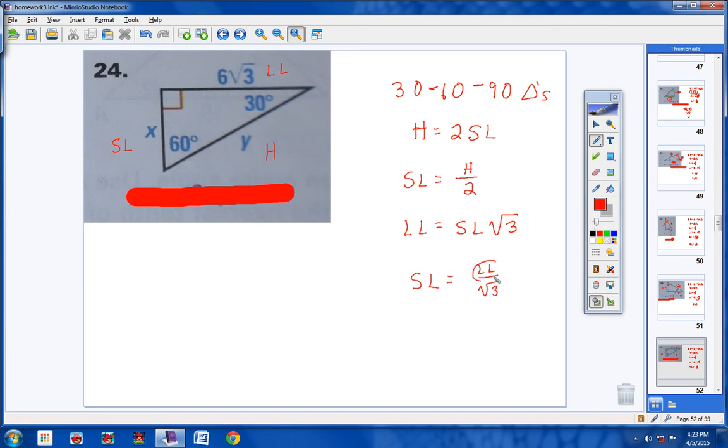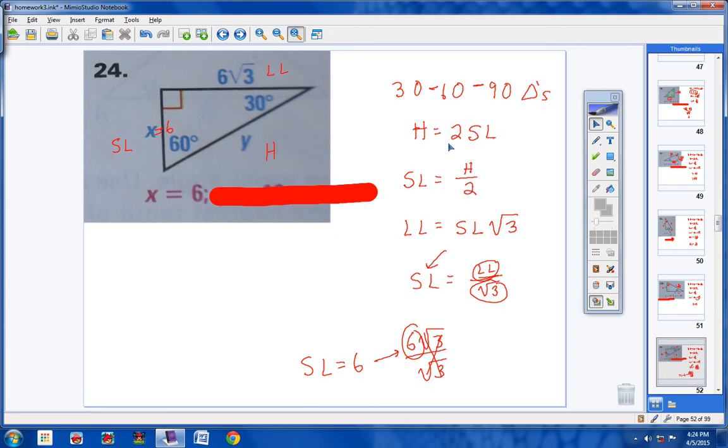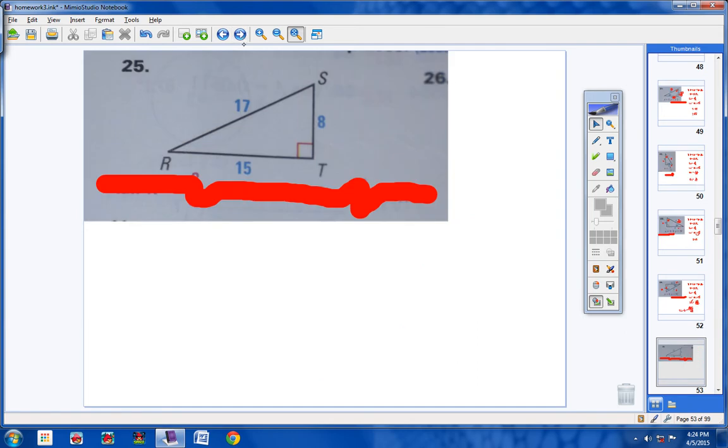So I know what the longer leg is, 6 square root of 3. We're going to take the longer leg, divide it by the square root of 3, and that'll give us the shorter leg. So 6 square root of 3 divided by square root of 3. Those cancel, leaving you a 6. So the shorter leg equals 6. Now, we know the hypotenuse is always twice as big as the shorter leg. So if the shorter leg is 6, double that, or 6 times 2, would give you 12. Then the hypotenuse has to be 12. Alright? Moving on to numbers 25 through 27.